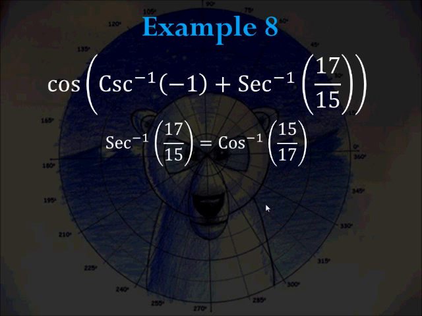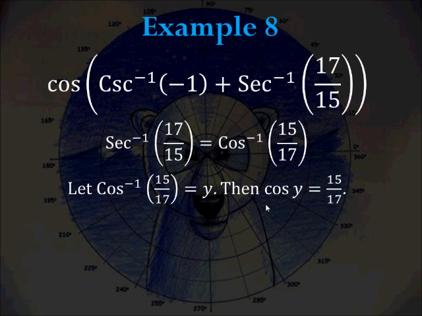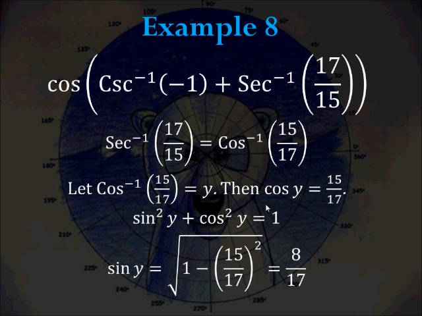So remember, the inverse secant of 17/15 is equal to the inverse cosine of its reciprocal, which in this case is 15/17. Now we have to solve for the sine using sine squared y plus cosine squared y equals 1. To figure out sine y, we take the square root of 1 minus the square of cosine y, which is 1 minus 15/17 squared. That equals 64 over 289, so 8/17. So that gives you a start on example 8. Let's go to the finish.